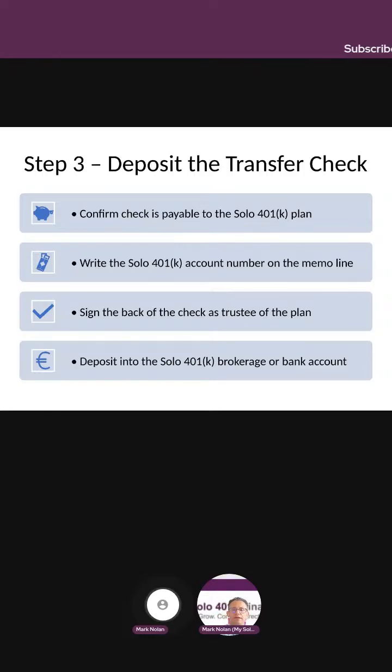Then you're going to want to deposit that transfer check. So if multiple checks were issued, for example, pre-tax and Roth funds, deposit each check into the correct solo 401k subaccount. Example, pre-tax funds would get deposited to the pre-tax solo 401k subaccount. Roth funds would get deposited to the Roth solo 401k subaccount.